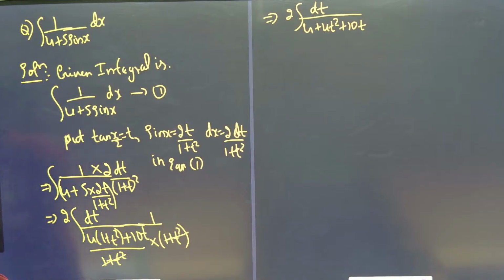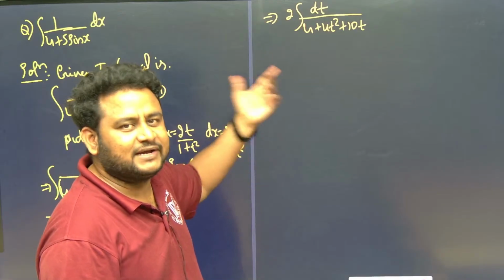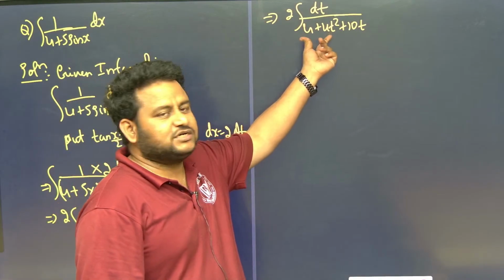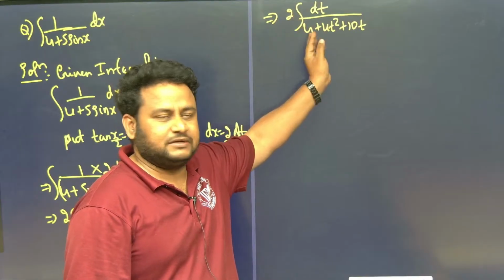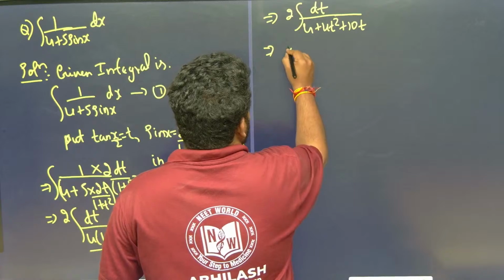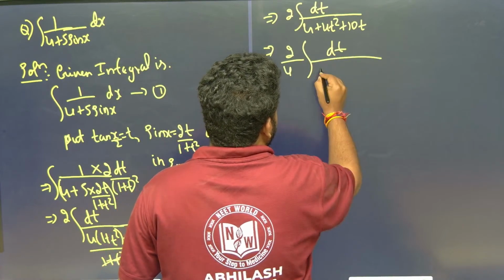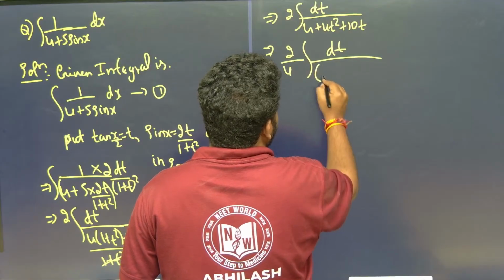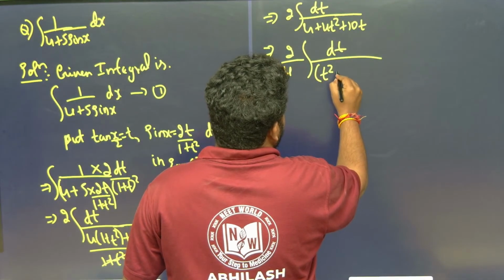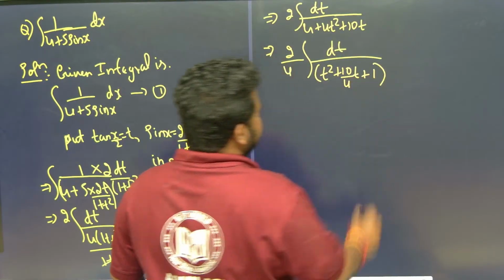Okay, so see here, observe carefully. Now what we have to do? We have done in yesterday's class that we have to use the completing the square method. For that, the coefficient of t square should always be positive 1. So here 4 is there, I have to take 4 outside. This implies 2 by 4 outside, integral of dt, and taking 4 outside this will become t square plus 10 by 4t plus 1.